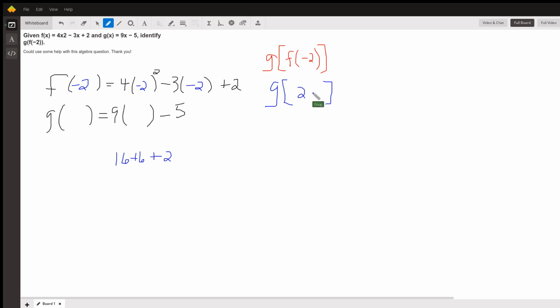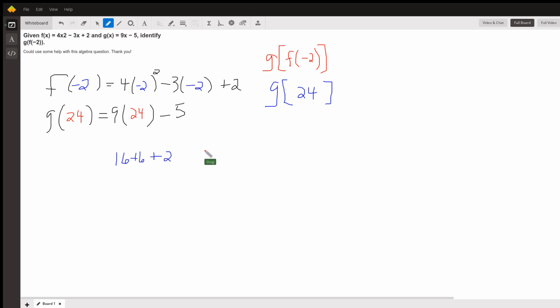Now we want to find g of 24, which means 24 is input into the g function. So I'll do that in red over here. Here's 24 going into the g function. What do you do with that 24? Well, you follow this template. The g function says whatever the input is, multiply by 9, and then subtract 5.